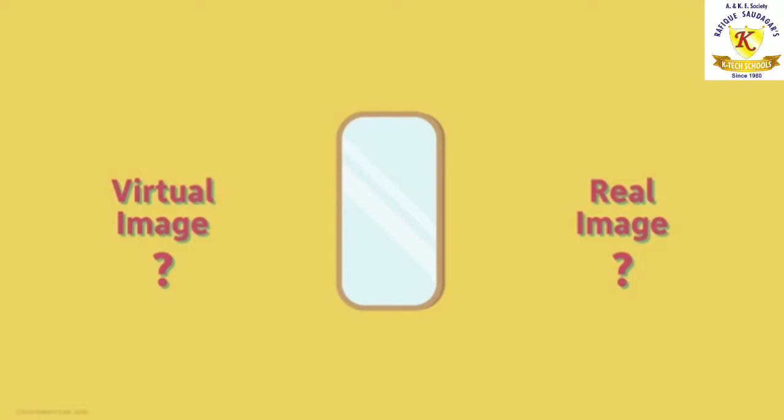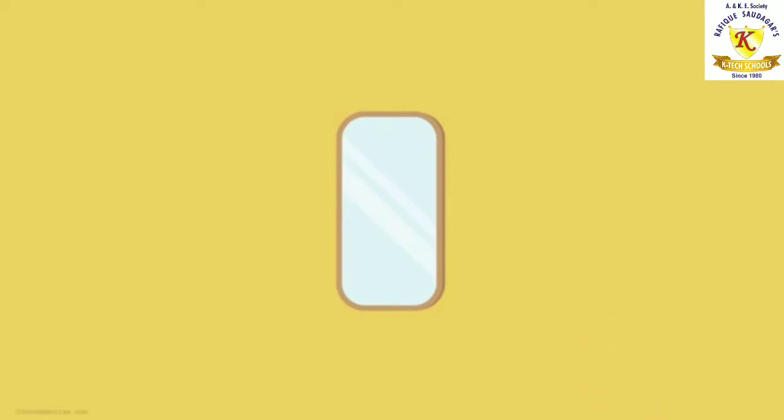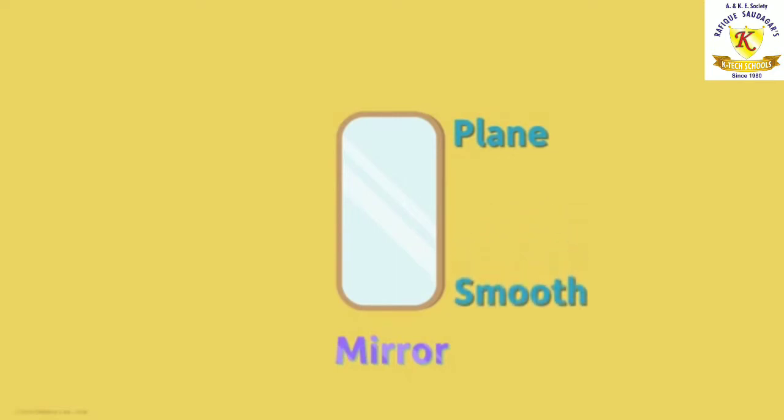What you can see on your screen is the plane mirror. Now, look at the screen. It is a plane mirror. Okay. Now, it has a plane and smooth reflecting surface on one side. It is called plane mirror because its reflecting surface is flat.